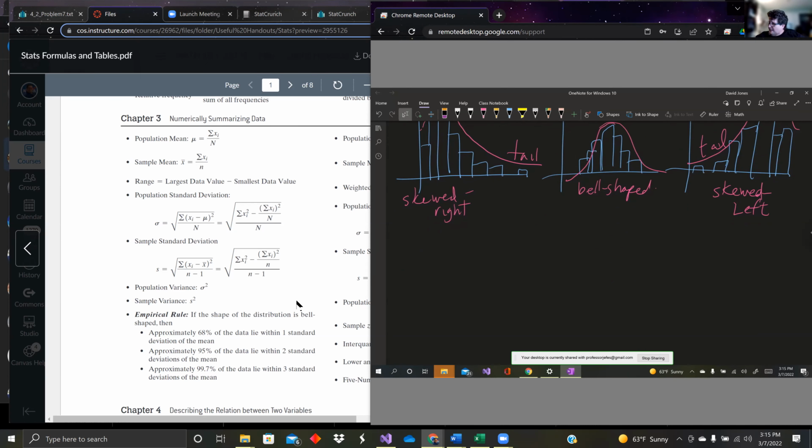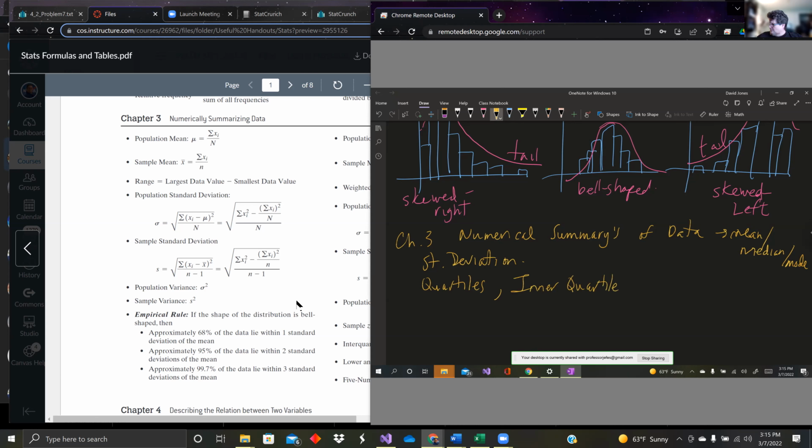We had chapter 3. We started looking at numerical summaries of data. That's our good old mean, median, mode. We also had standard deviation. This is where our quartiles showed up and our interquartile range, IQR. The quartiles we use for the 5-number summary.